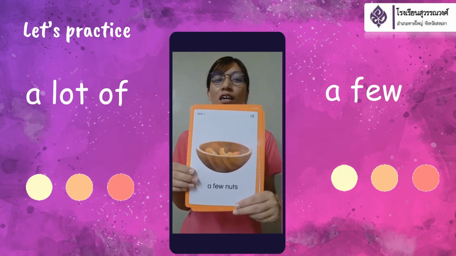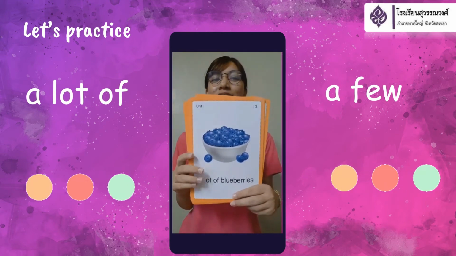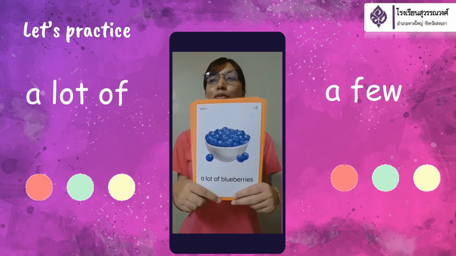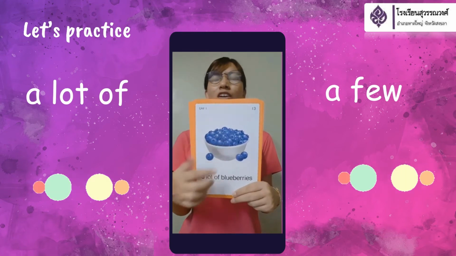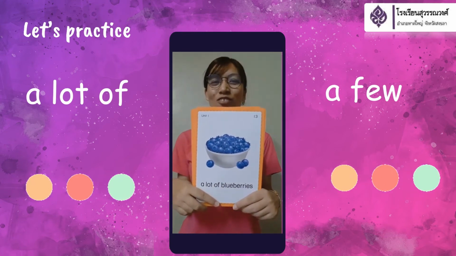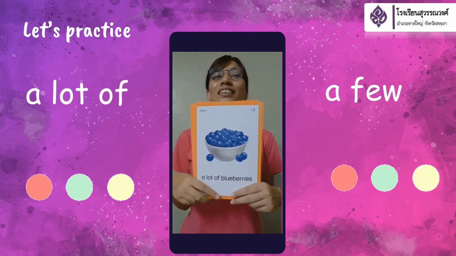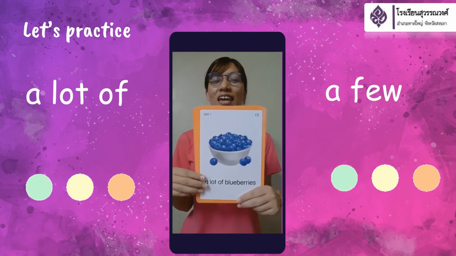Okay, next. Wow, blueberries. Okay, ask question, how many blueberries are there? 1, 2, 3, 4, 5, 6, 7, 8, a lot. I cannot count, so I will answer, there are a lot of blueberries. Okay, yummy.